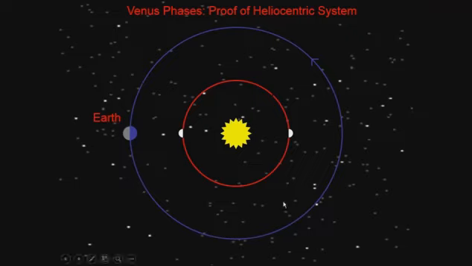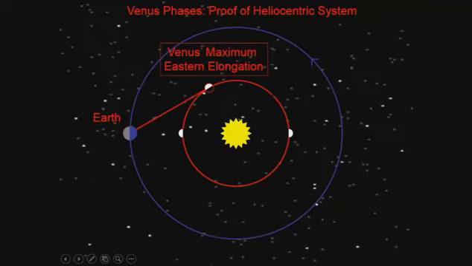So here's the Earth's orbit, here's Venus's orbit inside of it. Any planets inside the orbit of the Earth should show phases the same way that the Moon does. So observations of the maximum eastern position of Venus and the maximum western position that we call elongations relative to the Earth should show different phases.